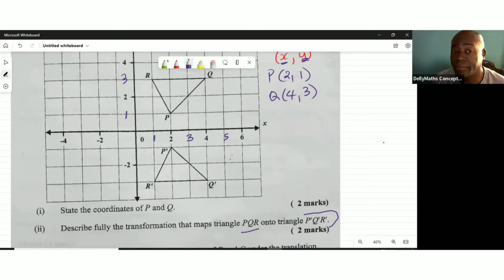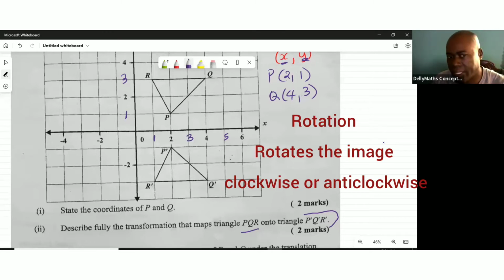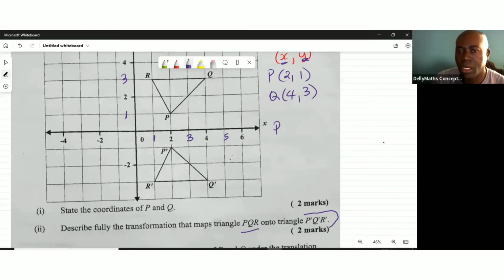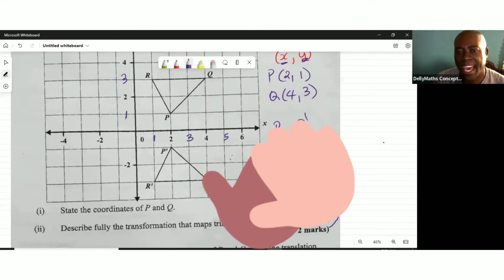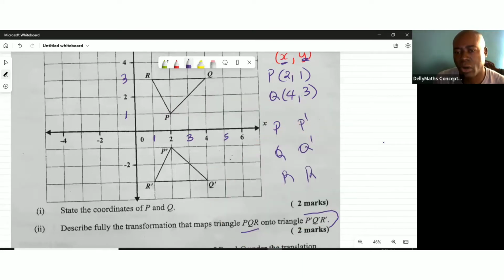A rotation employs turning. So you would see the image turning in a clockwise or anti-clockwise direction from the object. We're not seeing that. But what we're seeing here is a reflection. For every reflection, there is a mirror line, and then you'd have to look for corresponding points. For example, P would correspond to P prime, Q would correspond to Q prime, and R would correspond to R prime. So we're going to observe those to see if we can find anything.